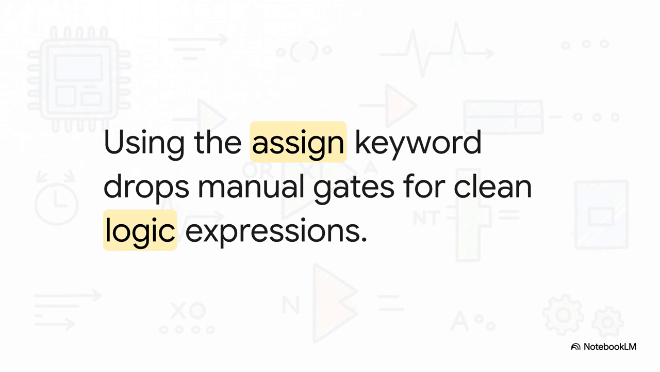Using the assign keyword, we can write a continuous assignment statement. We completely drop the manual gate instantiation. We drop the intermediate wires. Instead, we use logic expressions. We literally just tell the system: assign the output F to be not S and X1, or S and X2. We just handed the compiler the smart home recipe, and the software is going to build that entire schematic we saw earlier completely by itself.